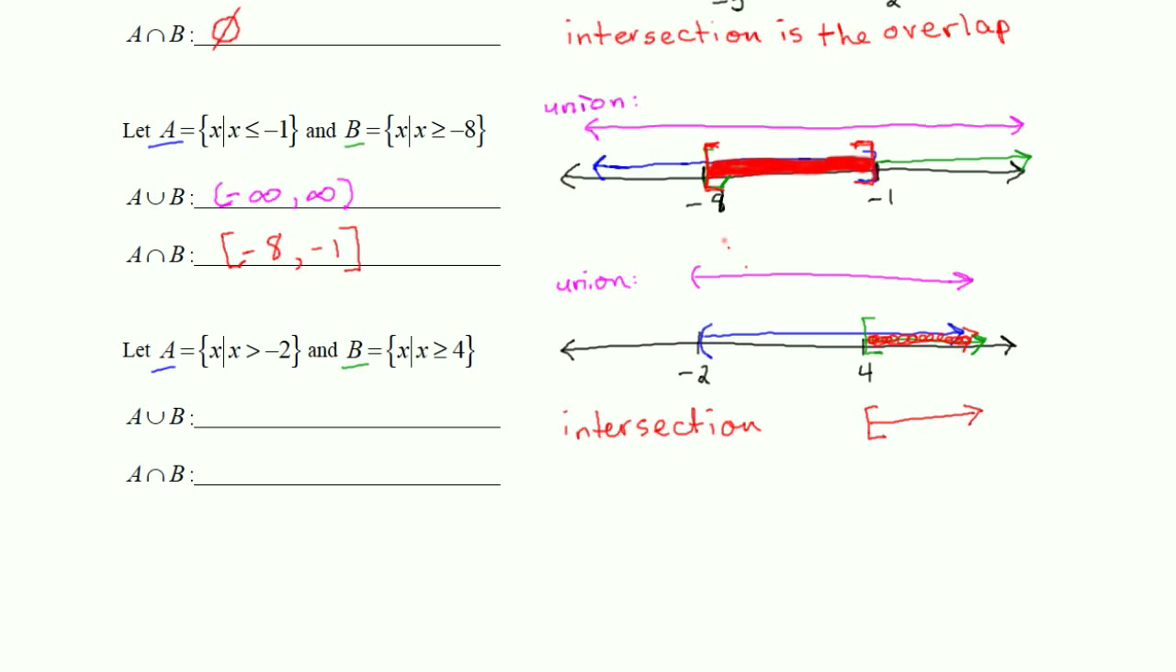So it looks like both my union and my intersection are semi-infinite intervals, meaning that they go off to infinity in one direction. My intersection goes from 4 with a square bracket, and my union goes from -2 with the round parenthesis.